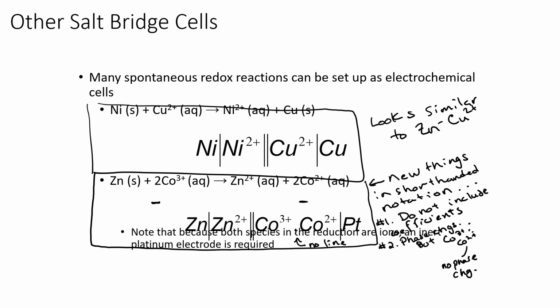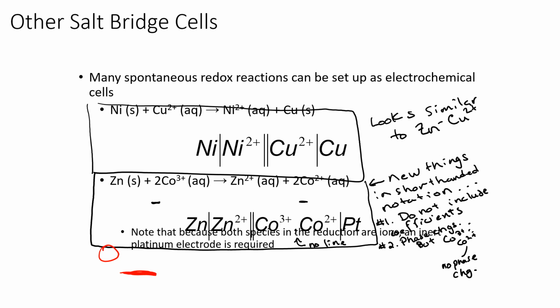All right, and then the last thing is the bullet point on the bottom. It says note that because both species in the reduction are ions, both aqueous, cobalt 3 and cobalt 2, we have to have some sort of an electrode in that solution to convert them. That electrode has to be present because it needs some way for electrons to flow into that half cell. And so we do that by placing some sort of an inert piece of metal.